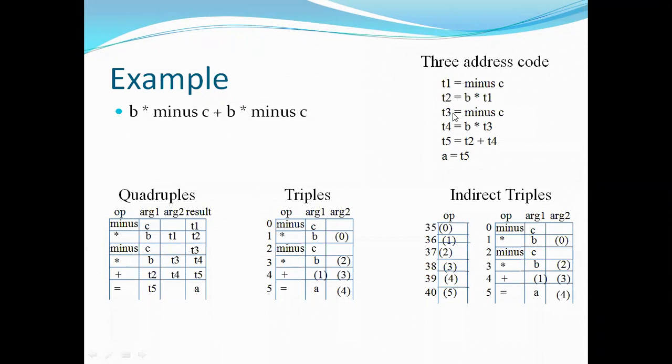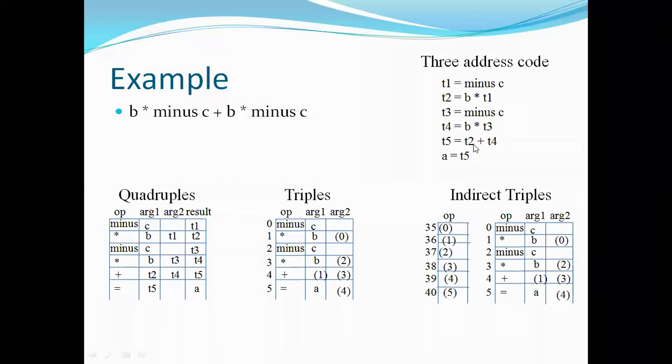Now again T3. Again here the statement consists of only one operand and one operator. Minus is the operator and C is operand 1, that is argument 1. This is stored in the temporary variable T3. That means the result is in T3. This is the resultant temporary name. So minus, C, and the result is in T3. Again coming to the next statement, B into T3. The operator is star, B is argument 1, T3 is argument 2, and the result is in T4. Is it clear now?